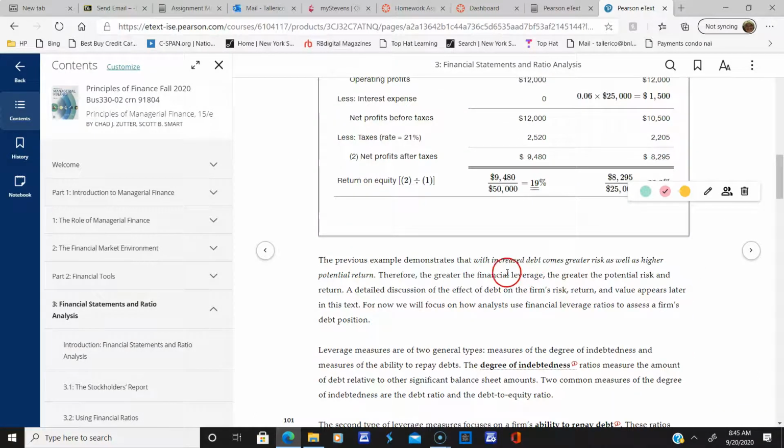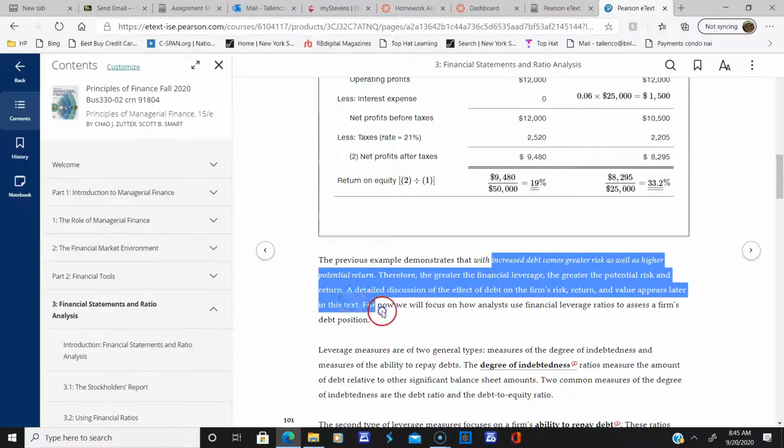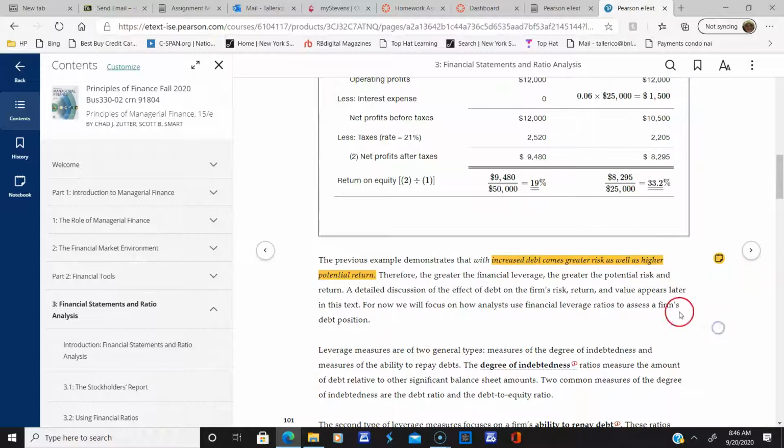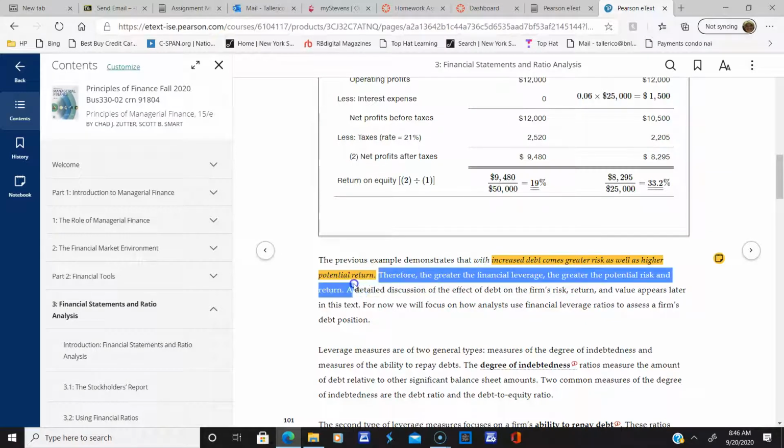And so you can clearly see how return on equity is 33.2%. So the previous example demonstrates that with increased debt comes greater risk as well as higher potential return. Therefore, the greater the financial leverage, and this is really important, the greater the potential risk and return. All right.